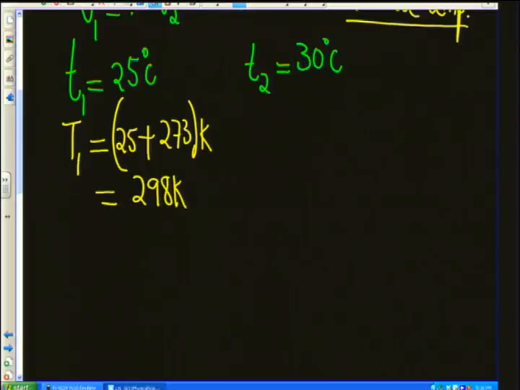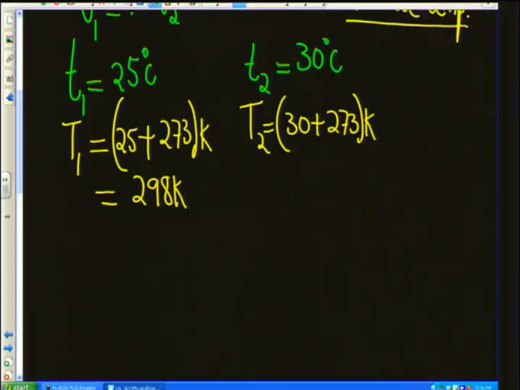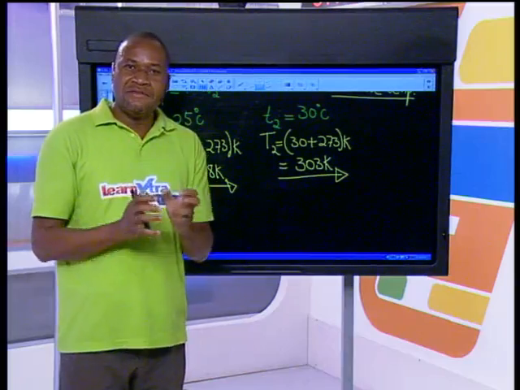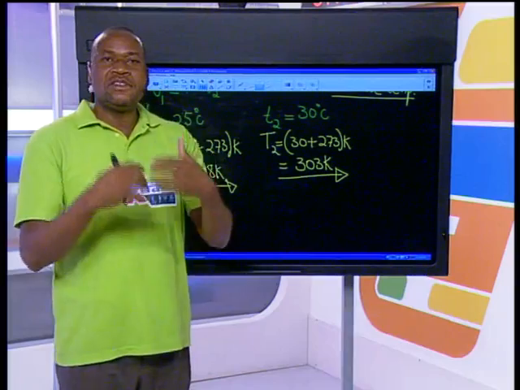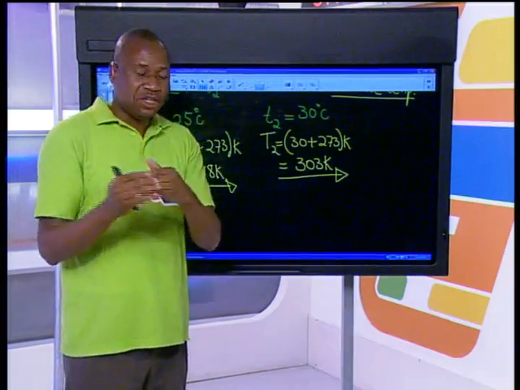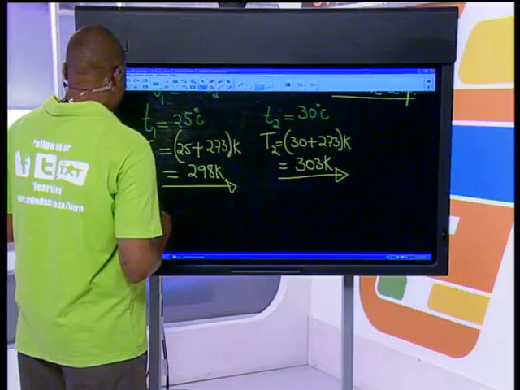The same thing this side. T2 would be 30 plus 273. That is how we convert to absolute temperature. So T2 equals 303 Kelvin. These are the two values of the temperature that we are going to use here, because, let me emphasize it, we can't use the degree Celsius scale here because the law is based on the Kelvin temperature.